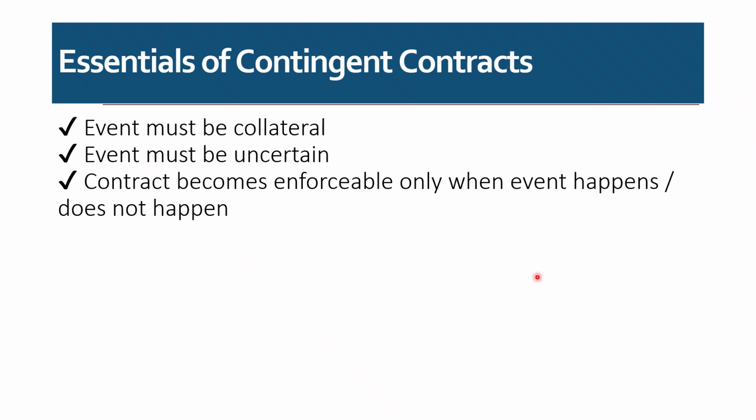There are some other essentials also. For example, there is no control over the event. Neither party should have control over the event. For example, if A says that I will pay B if A wishes, this is not a contingent contract. It is void for uncertainty. So these essentials help us distinguish contingent contracts from ordinary conditions inside a contract.